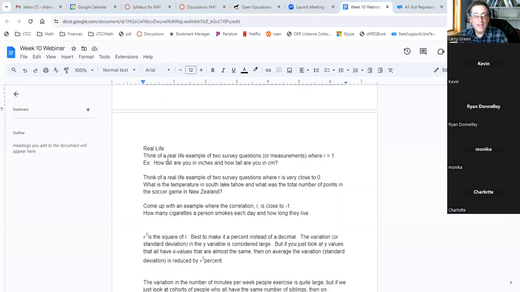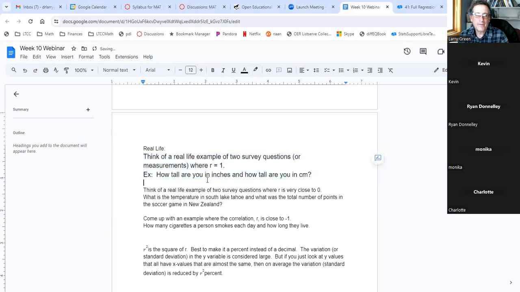Let me give you some more real life examples. I'm going to have you see if you can think of some. Okay, so if R is equal to 1, if it's exactly 1, let me give you an example. Let's suppose that X was how tall you are in inches, and Y was how tall you are in centimeters.